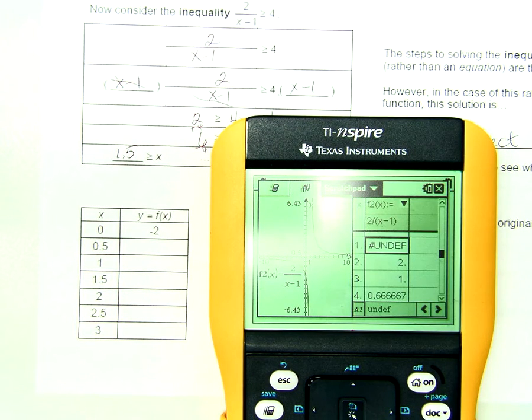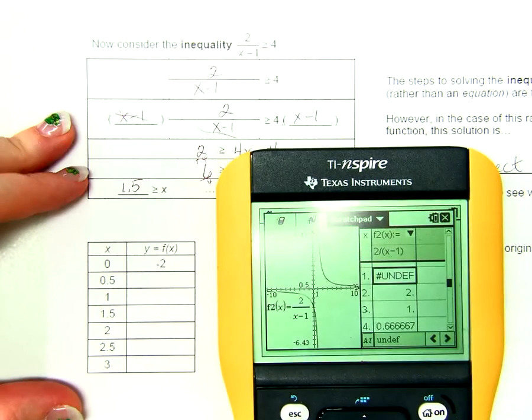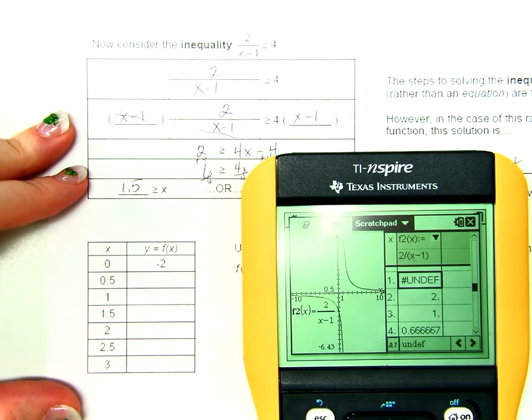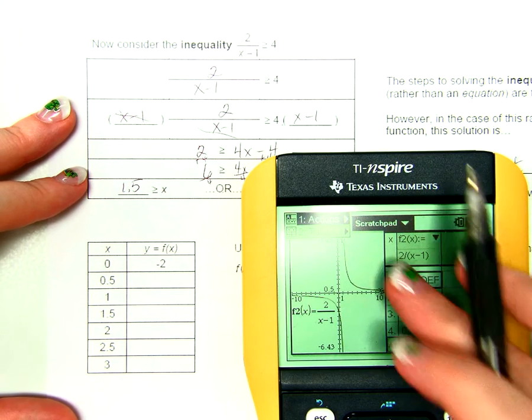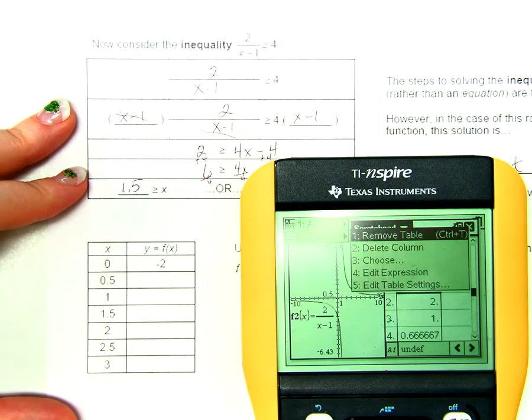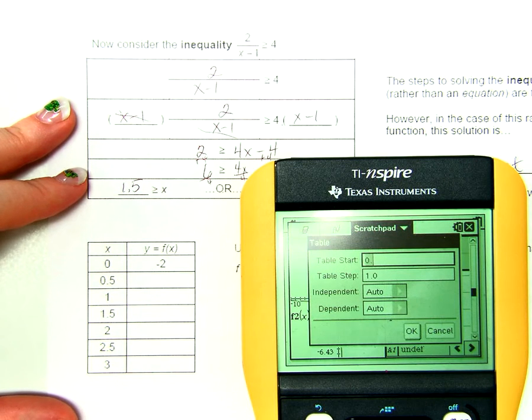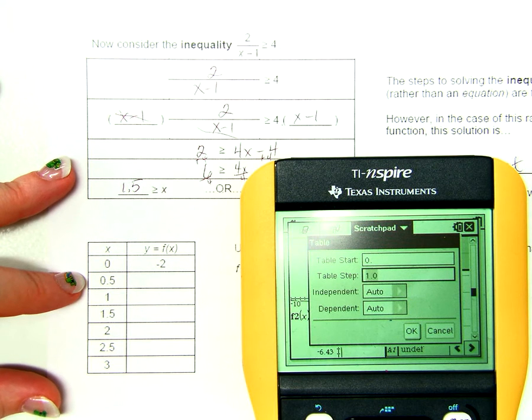So first of all, what's wrong with my table compared with the one that we're given? It's not with the 0.5. Do you remember how to do that? I showed you last week. Menu, table. Yep, edit table settings. Where do I want it to start? 0. How do I want it to count? By 0.5.